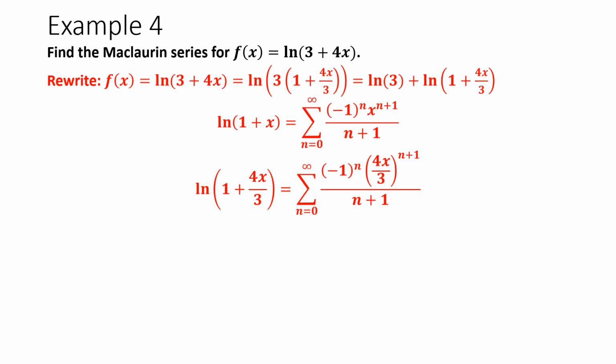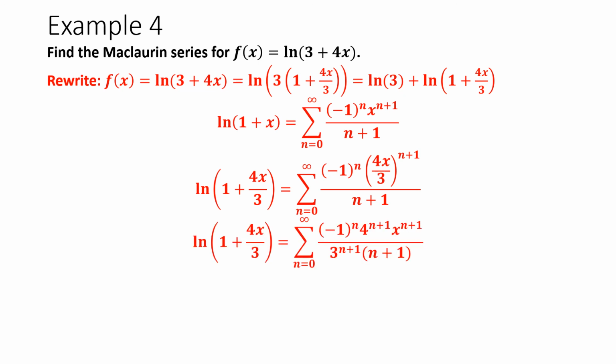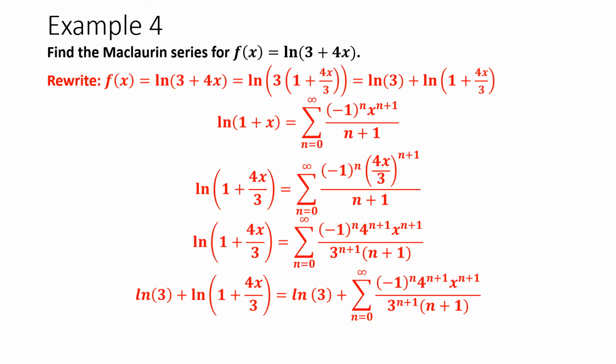Then I rewrite it to clean it up and make it look more like a power series: negative 1 to the n times 4 to the n plus 1 times x to the n plus 1 over 3 to the n plus 1 times n plus 1. My very last step is to add the ln of 3 to my equation to get what I was trying to find. So I have ln of 3 plus the summation as n goes from 0 to infinity of negative 1 to the n, 4 to the n plus 1, x to the n plus 1 over 3 to the n plus 1 times n plus 1.